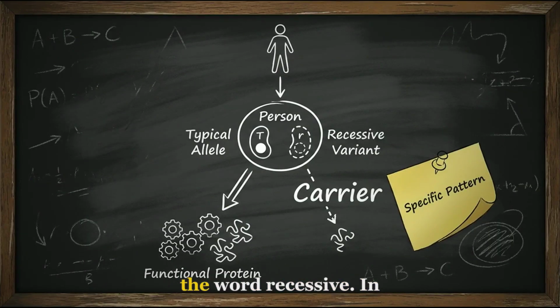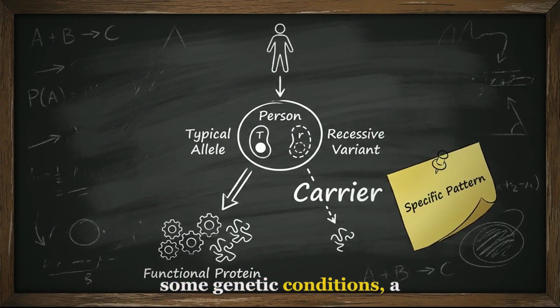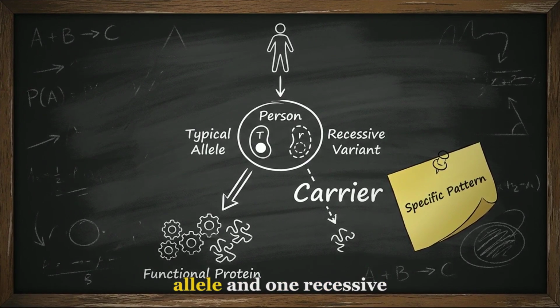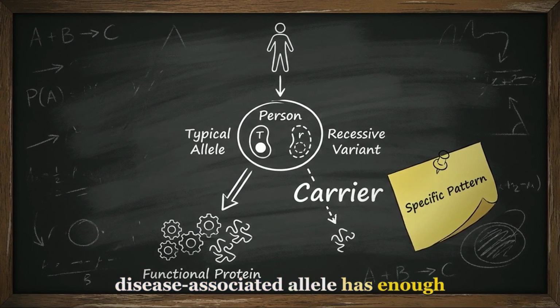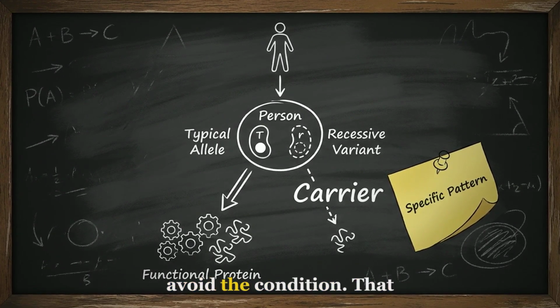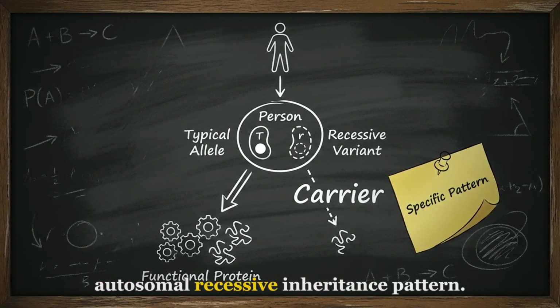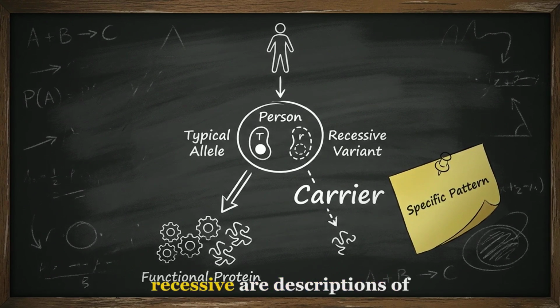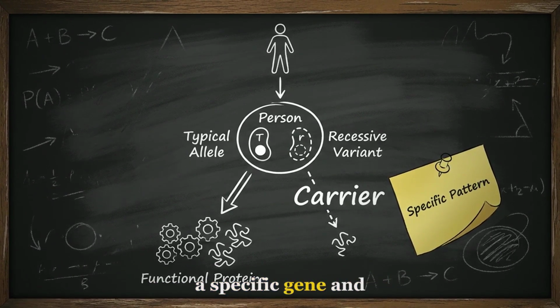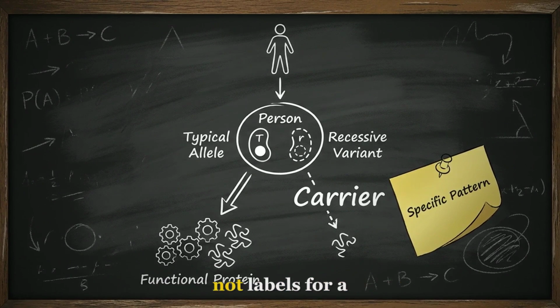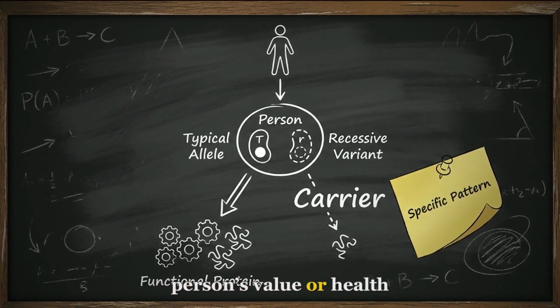Now return to the word recessive. In some genetic conditions, a person with one typical allele and one recessive disease-associated allele has enough functional gene product to avoid the condition. That person may be called a carrier in an autosomal recessive inheritance pattern. But carrier, dominant, and recessive are descriptions of a specific gene and phenotype pattern. They are not labels for a person's value or health in general.